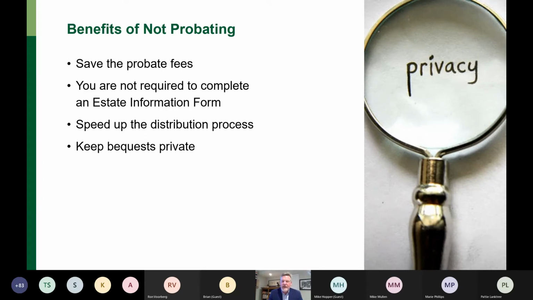And more importantly, in a world that has become a lot less private, it keeps bequests private, which can be important for some people. Once you probate, that information becomes public. Anyone can file and find out.